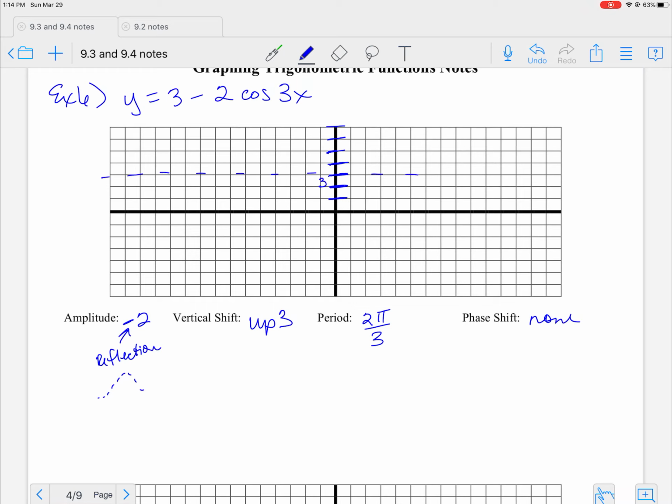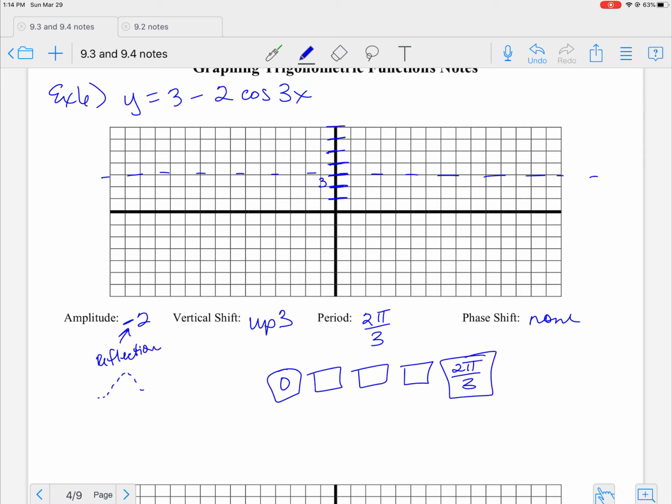I know that I'm going to move up 3. So on my graph, I'm going to take this up to 3. I'm going to put this dashed line in here because when you do that vertical shift, you're basically changing that horizontal axis to be up to that value. So we're just going to be working off of that one. Now my real question is, what's going to end up happening here? I know I'm reflecting and with an amplitude of 2, so it's going to go out farther.